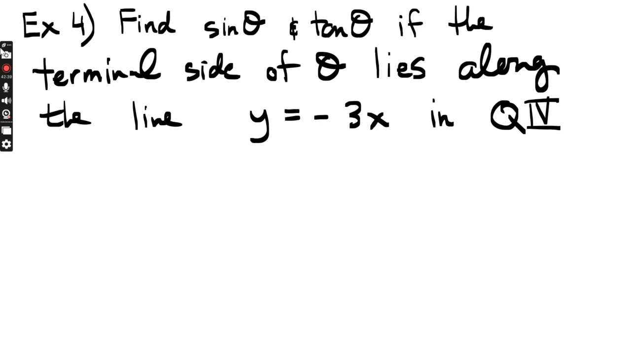Put over here. Anyways. Okay, so let's see. Only find sine and tangent. That's all I care about, not the other ones here. Give me sine of theta and tangent theta. If I know this: the terminal side of theta lies along the line y equals -3x, and we are in quadrant 4. That's what I know.